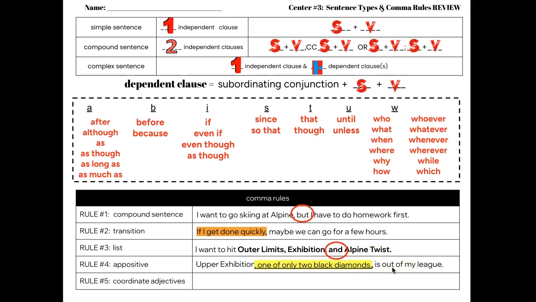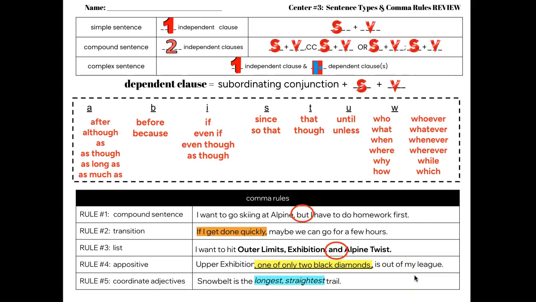And then we've got coordinate adjectives. Coordinate adjectives are adjectives that coordinate and describe the same noun. I've got a trail here, and I've got 2 words that describe it. It's the longest and the straightest trail that's at Alpine.